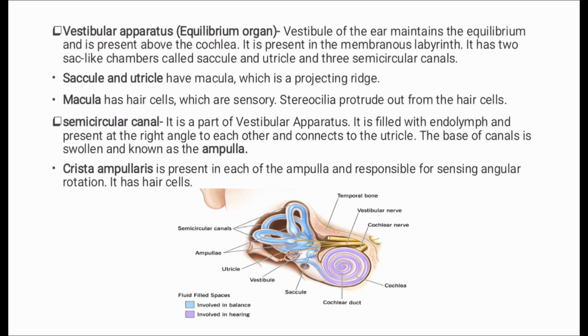In these pictures we can see the different parts of the inner ear. The different parts of the inner ear are cochlea, semicircular canals, ampullae, utricle, vestibule, saccule, and cochlear nerve, vestibular nerve, temporal bone, etc.